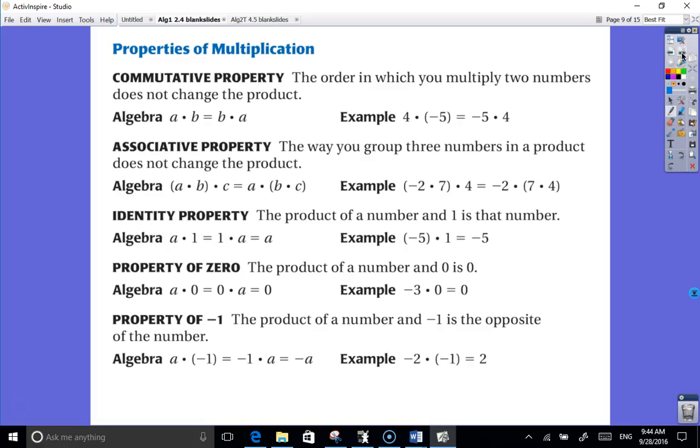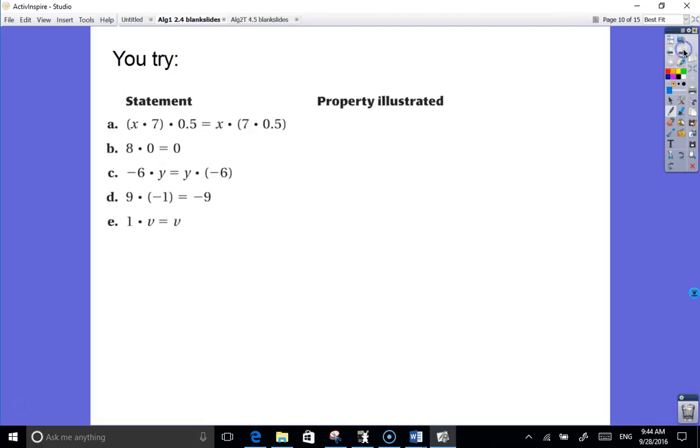And also the property of negative 1. What happens when you multiply a number by negative 1? It flips the sign, right? So when we're solving equations in the next unit, and you have a negative x and you need to turn it into a positive x, then you're going to multiply by negative 1 because that'll flip the sign. So those are all the properties for multiplication. Let's see if we can recognize some of these.